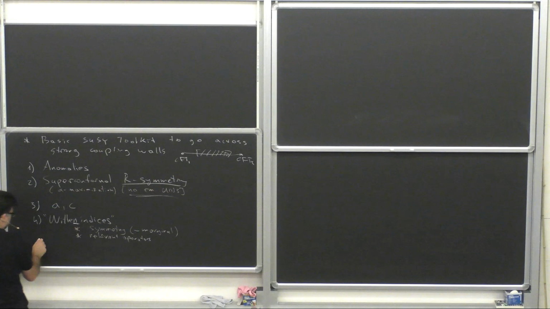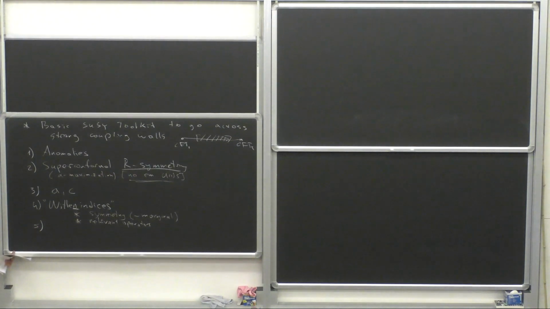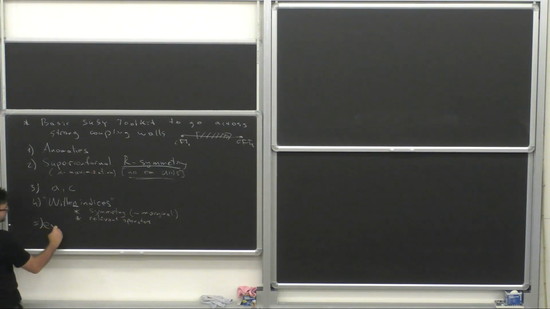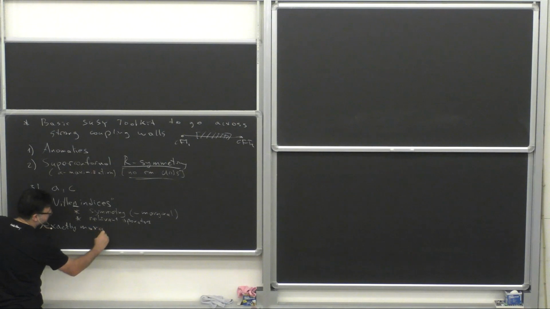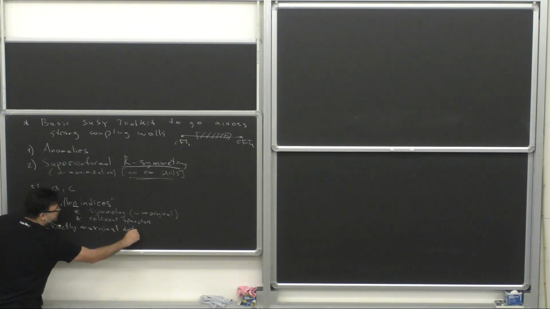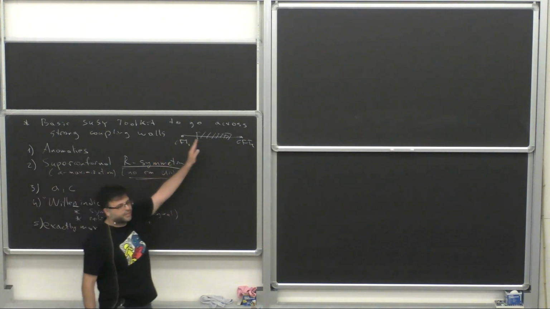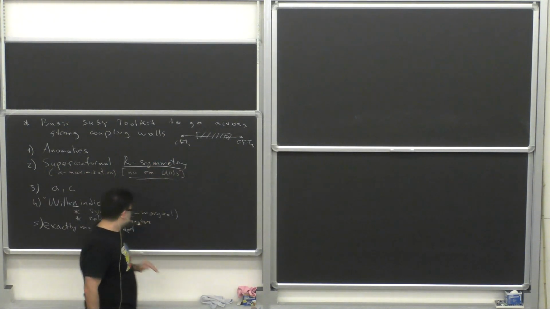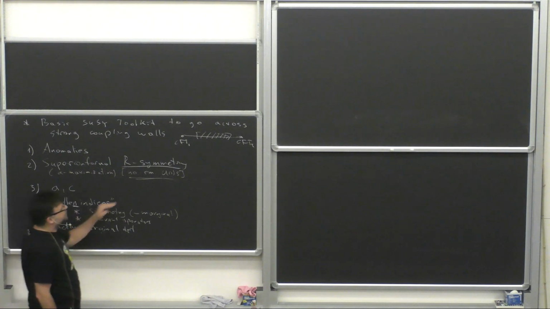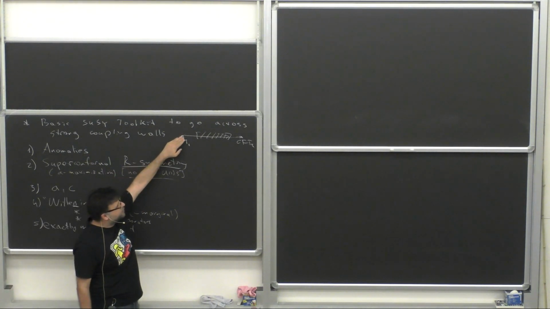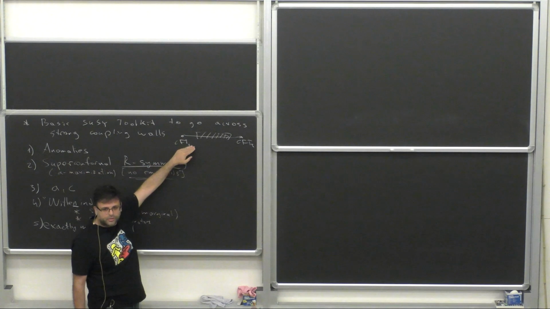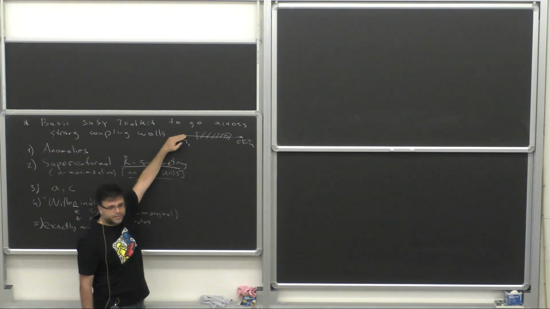Another thing that we discussed, okay, I'm getting to the end of this blackboard, so I need to finish with this list, is exactly marginal deformations. Exactly marginal deformations are a bit different from this logic, so we don't have a renormalization group flow. So these deformations are of the sort that you start from a CFT and you deform it, but without triggering a renormalization group flow. Okay, these are some parameters of this CFT.